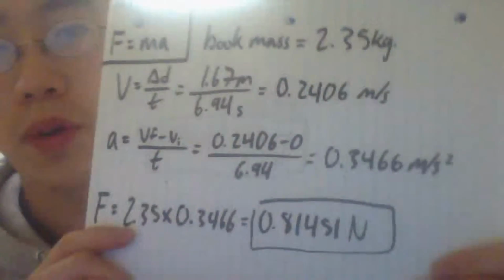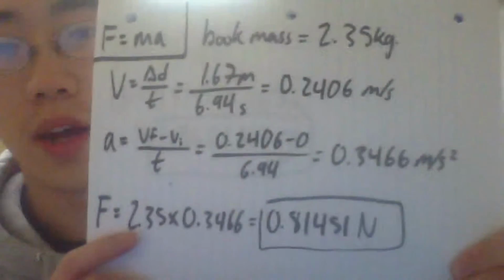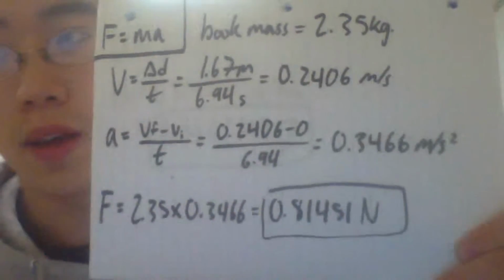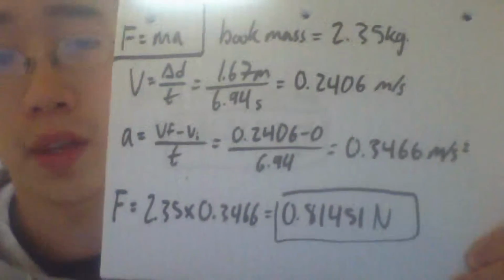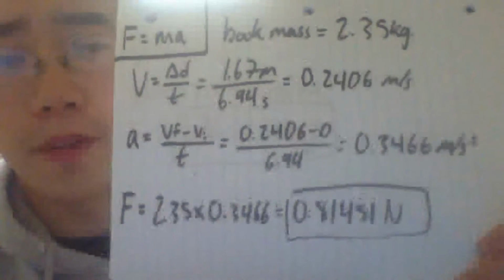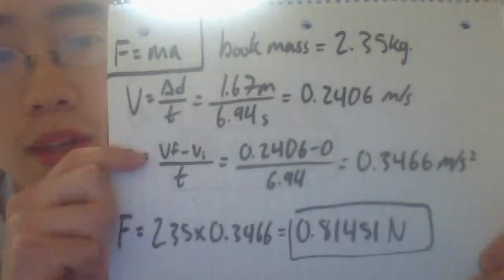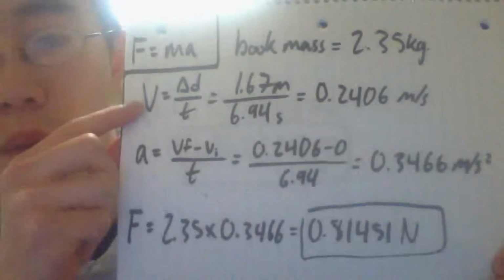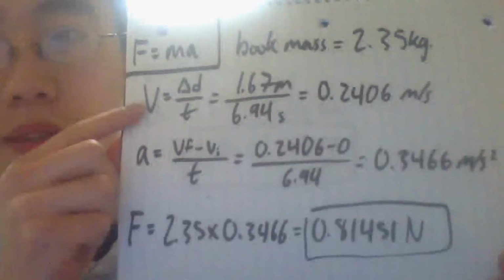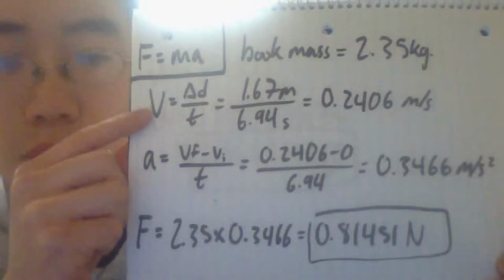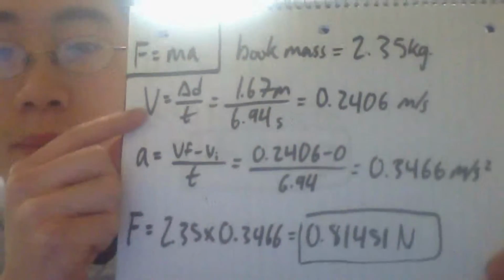So the mass of my book was 2.35 kilograms, and I pushed it over the distance of 1.67 meters. Before we actually plug everything into our work formula, we need to find force. And to find force, we need to find velocity. So in the velocity formula, we plugged in 1.67, which was our distance, and the time it took to push the textbook across that distance, which was 6.94 seconds.